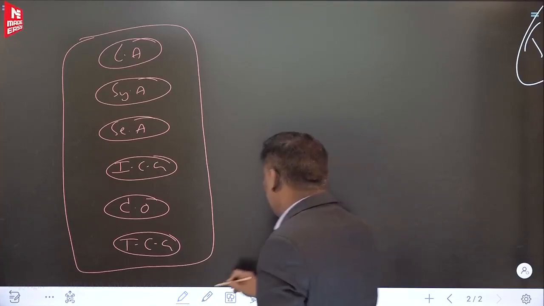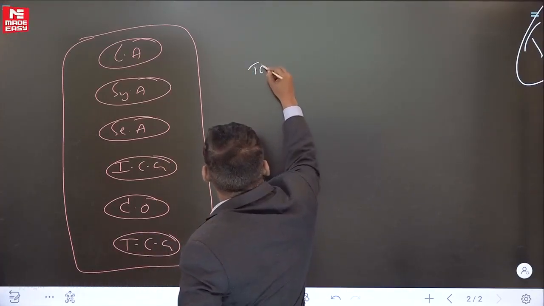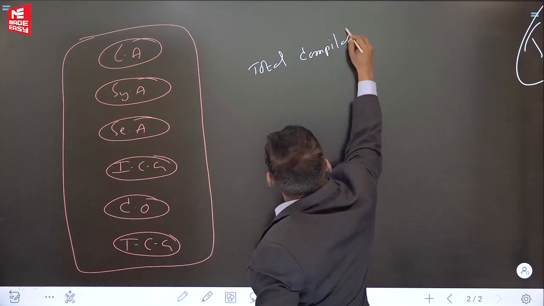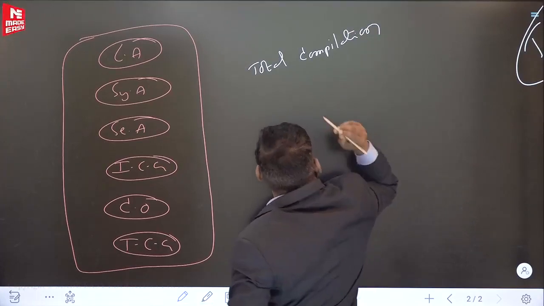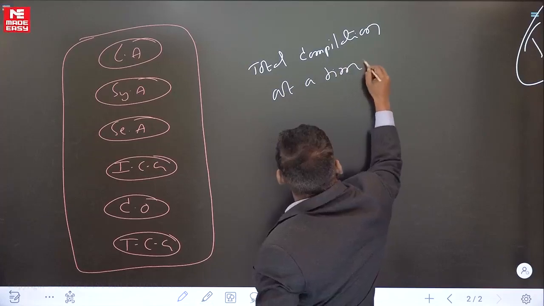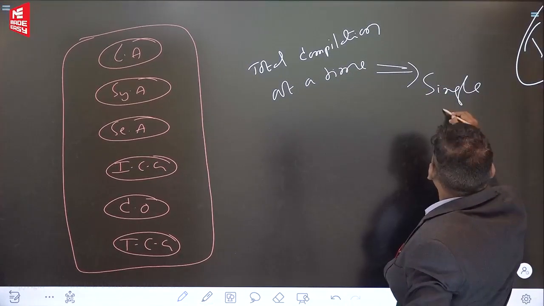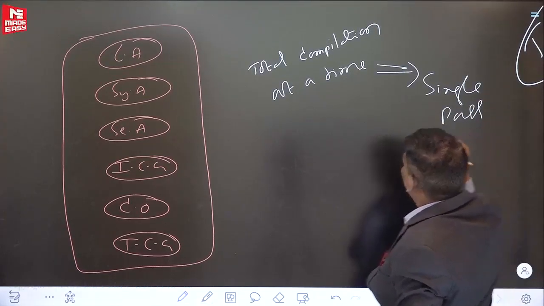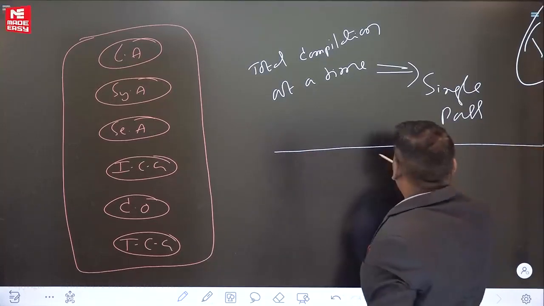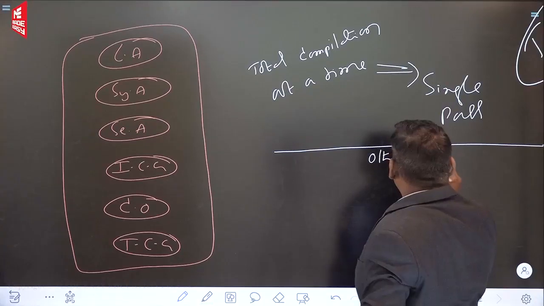Let me write that small line also. Total compilation once, total compilation at a time, then single pass compiler. Otherwise, multi-pass.